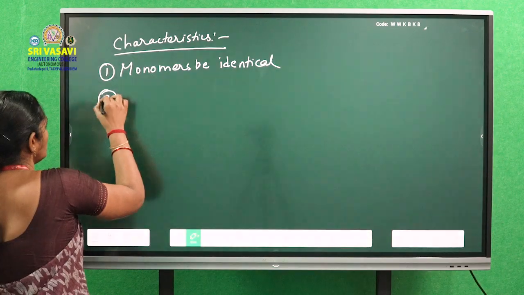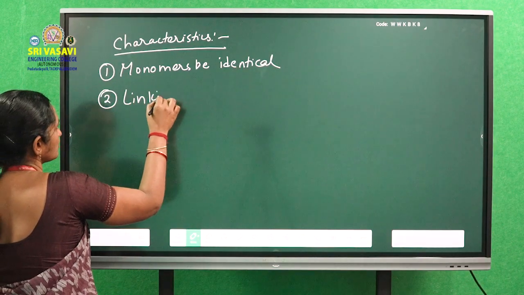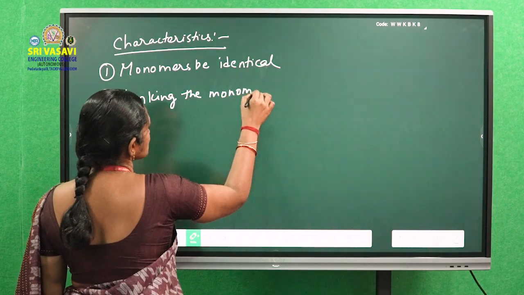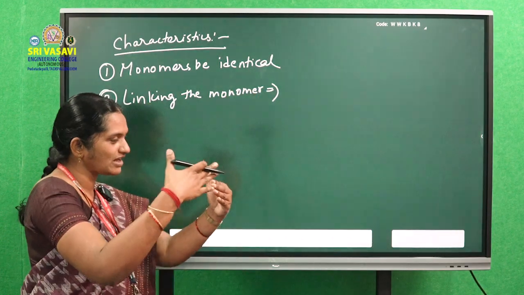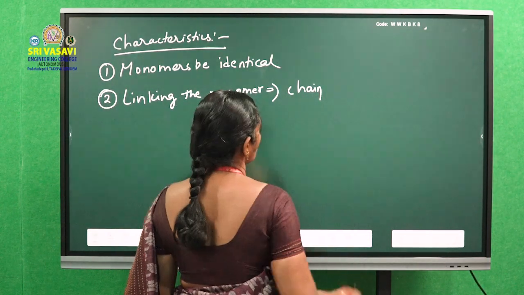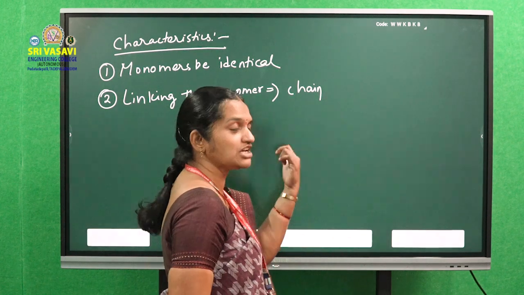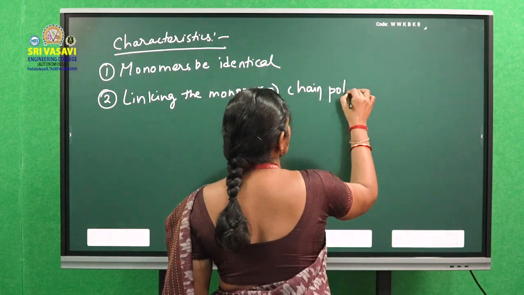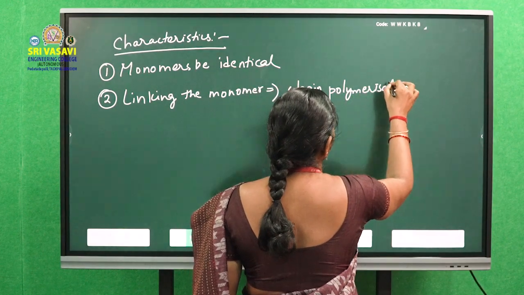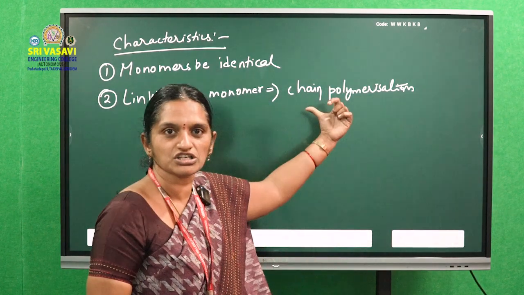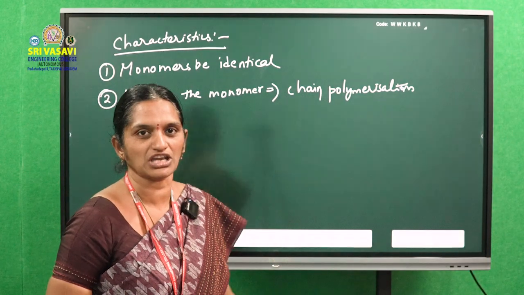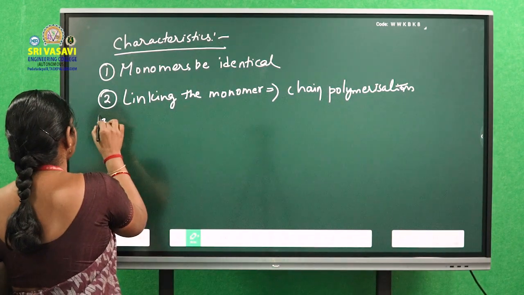Next, the second one: we are linking the monomers. We are adding one monomer to another monomer. Can we say we are linking the monomers? When they are linked with one another to form a chain, therefore addition polymerization is also called chain polymerization. So addition polymerization can be called chain polymerization because we are linking the identical monomers to form a long chain.